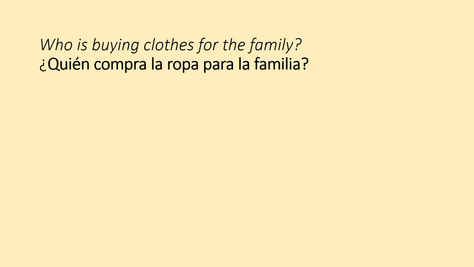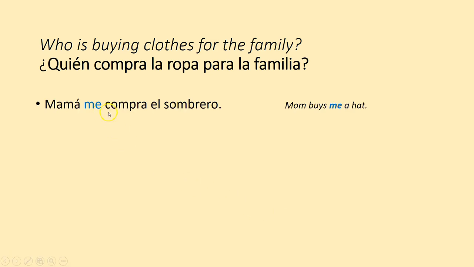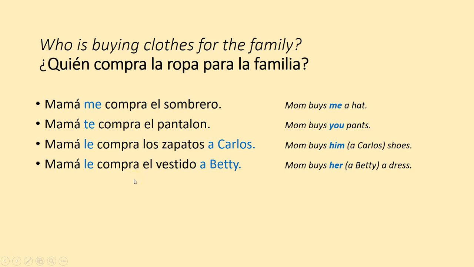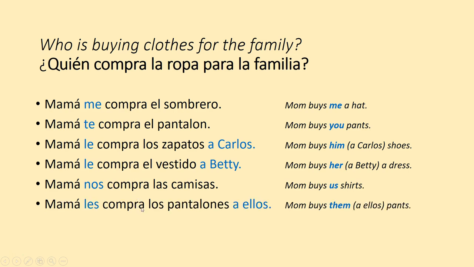Examples. ¿Quién compra la ropa para la familia? Mamá me compra el sombrero. Mamá te compra el pantalón. Mamá le compra los zapatos a Carlos. Mamá le compra el vestido a Betty. Mamá nos compra las camisas. Mamá les compra los pantalones a ellos. Because le and les have different meanings, a Carlos, a Betty, and a ellos are added to these sentences for clarification.